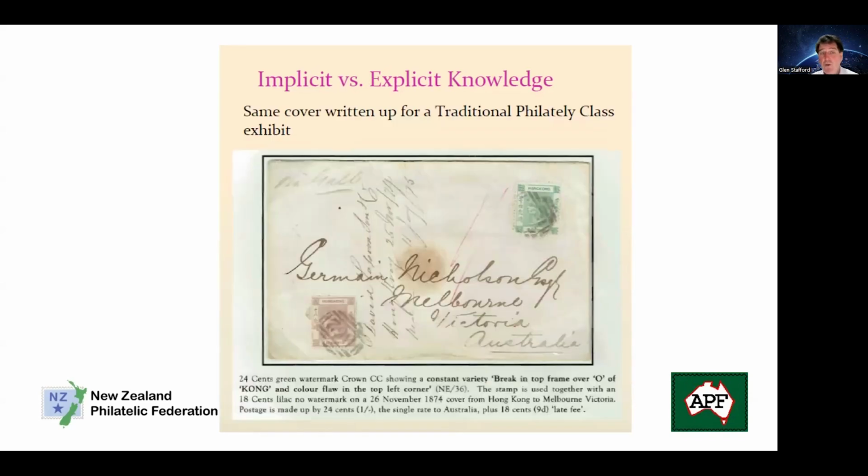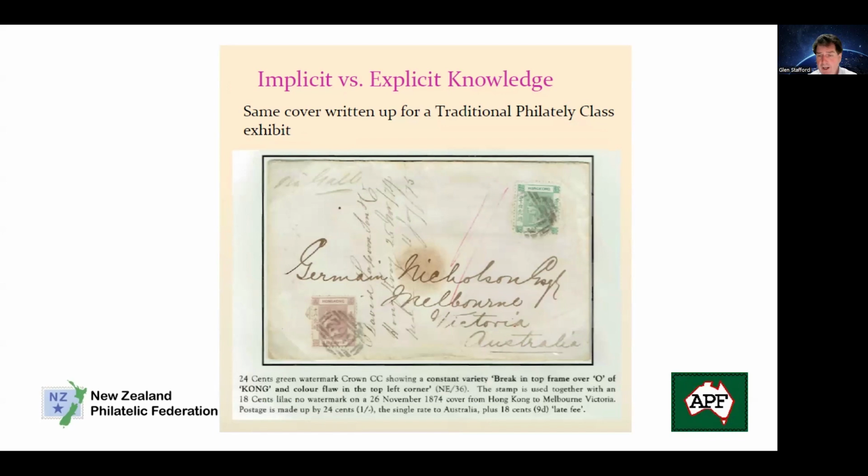So here is a good write-up of this cover. So 24-cent green watermark crown CC showing. So straight away they're talking about the stamp on the cover, and then everything else is all the information that they have learned, and then what that cover is used for. So this is the type of how they should write up.